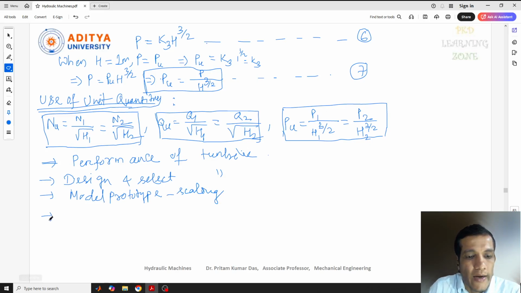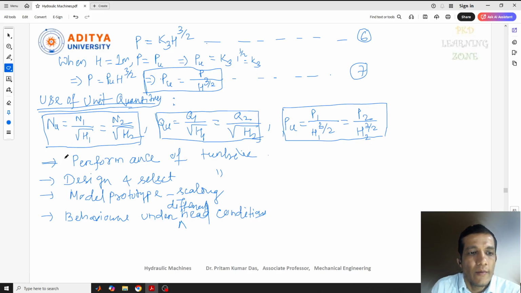And also I told you that we can calculate different behaviors. We can identify or calculate different behaviors of a turbine under different head conditions. So these are the uses of unit quantities.